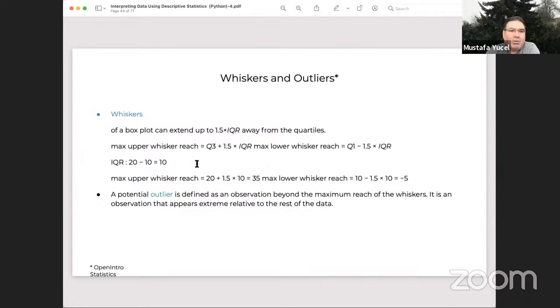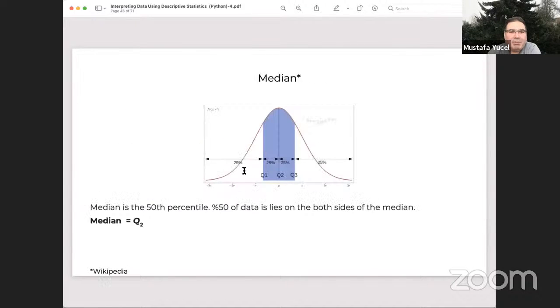Okay, this is the calculation of whiskers. As I said, first of all, we calculate the interquartile range, and then we multiply that interquartile range by 1.5. Below and above the whiskers, data points are the extreme data points. Okay, the median is always the second quantile. The second quantile is here. That's always the median.